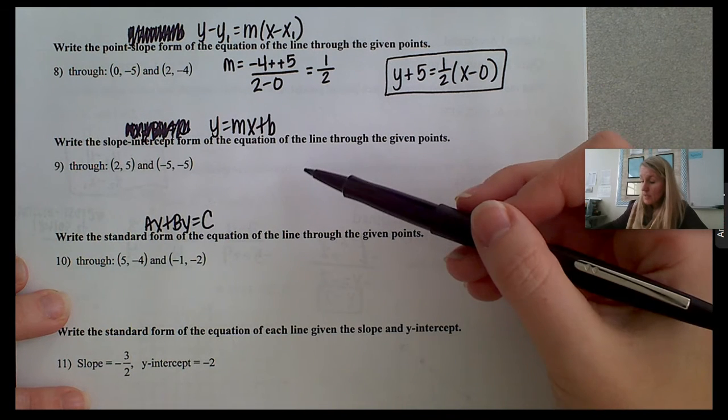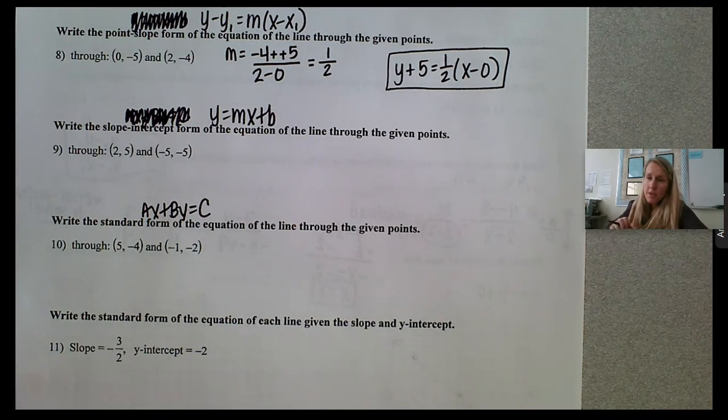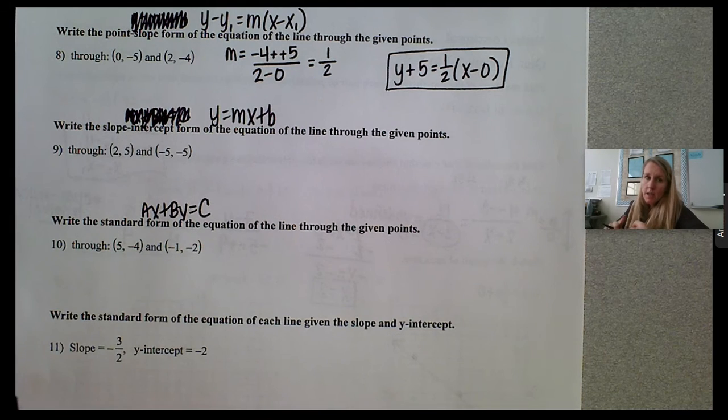So number 9 says write in slope intercept. So you guys are gonna try that one. Reminder for slope intercept, there's kind of a few ways you can do it. I'm a big point slope and then rearrange. Some people like to plug in x, y, and m and find b. So either way, it's good with me.